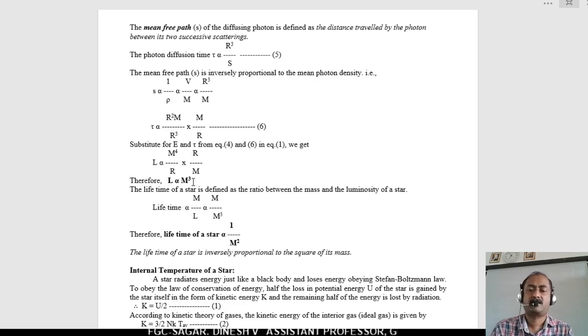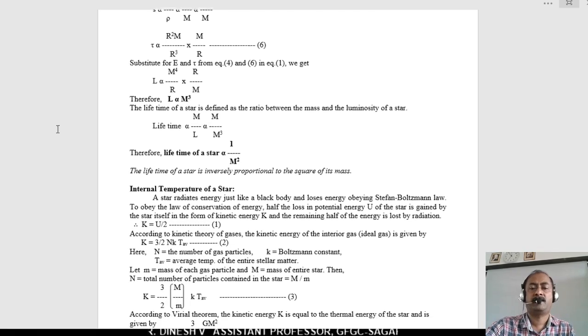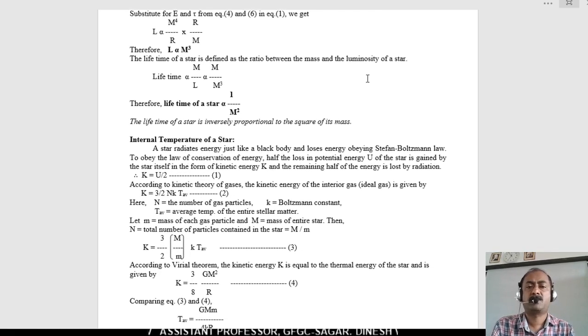The lifetime of a star is defined as the ratio between the mass and the luminosity of a star. Therefore, lifetime becomes m by L. That means it is proportional to m by m cube. On further simplification, m in the numerator and m cube in the denominator, one term cancelled, it becomes 1 by m square. Therefore, the lifetime of a star is proportional to 1 upon m squared, that means inversely proportional to the square of its mass. This is about the luminosity mass relation.